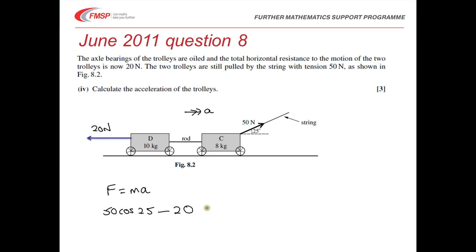So that's the total resultant force horizontally, and that is equal to the total mass for the whole system, which is 18, multiplied by the acceleration. And if you go through and work that out, the acceleration works out to be 1.406, and again rounding to 3 SF, 1.41 meters per second squared. So again, that's another 3 marks there.